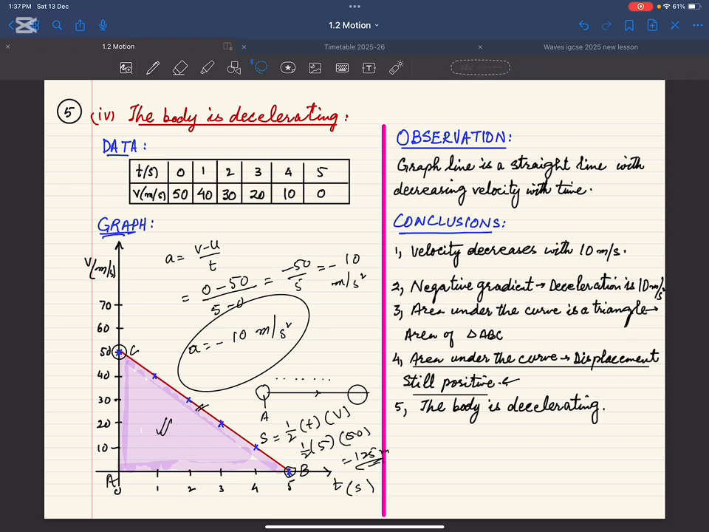But the overall situation is that the body is decelerating. So when the body is decelerating, your graph should be like this. I hope you are getting my point.